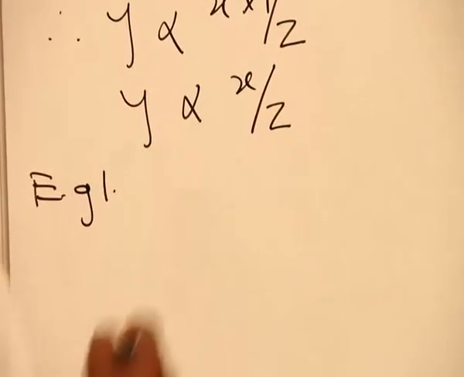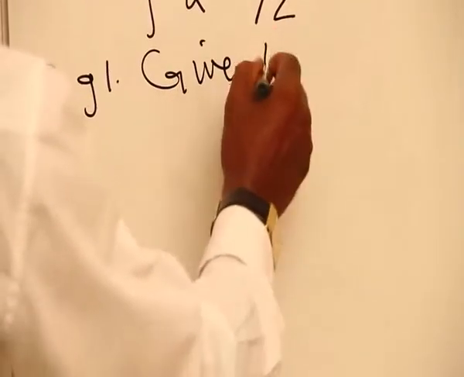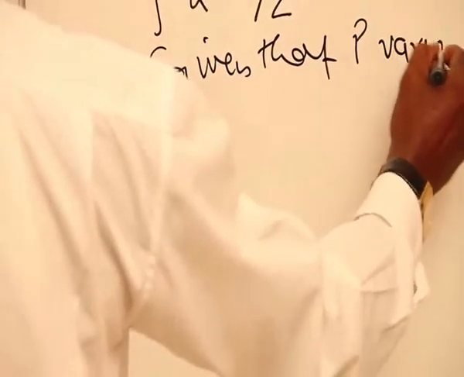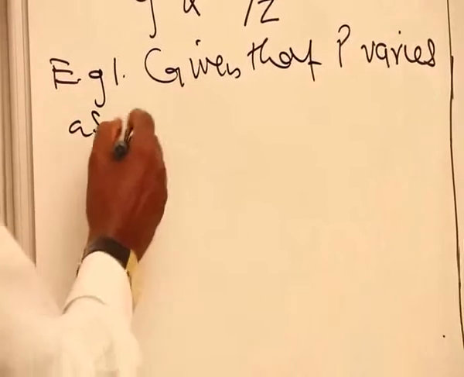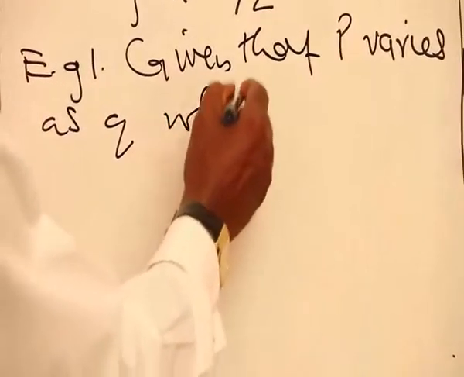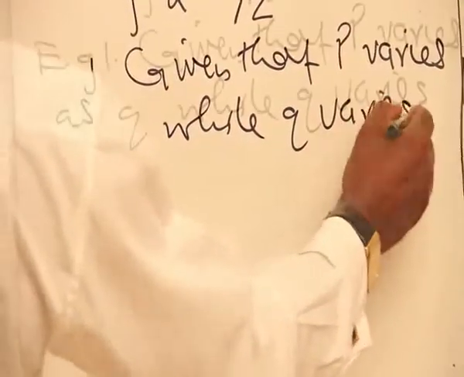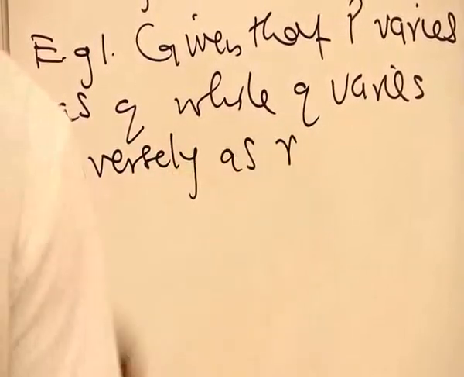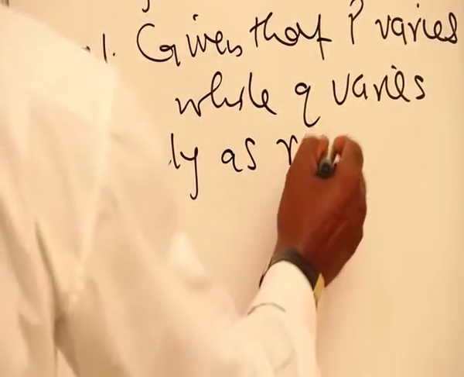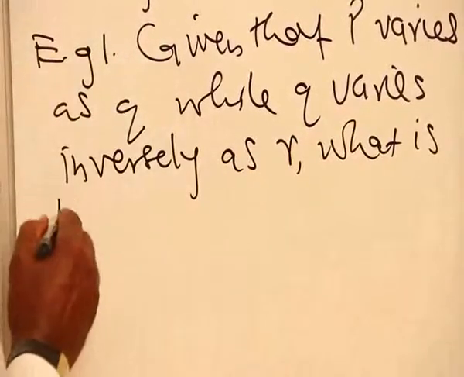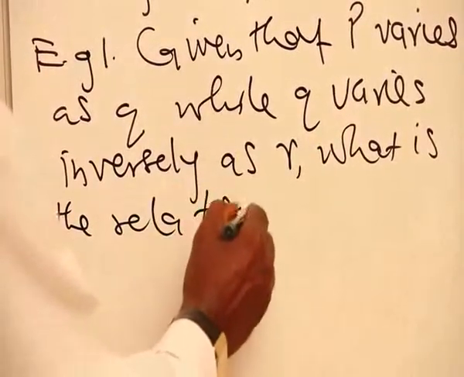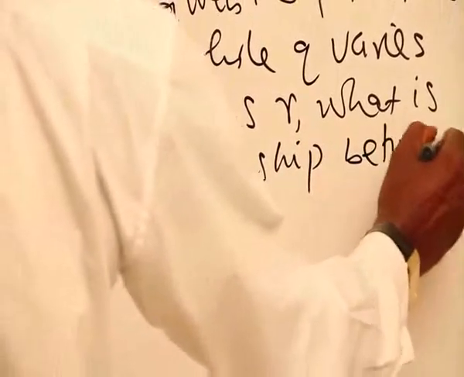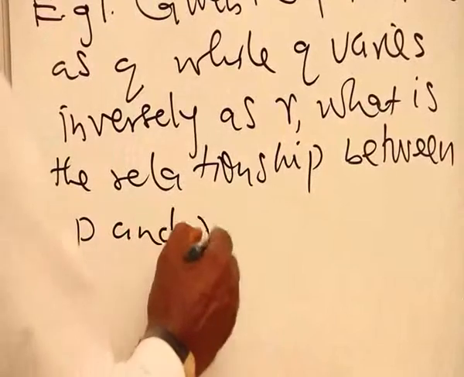Example 1. Given that P varies as Q, and Q varies inversely as R, what is the relationship between P and R?